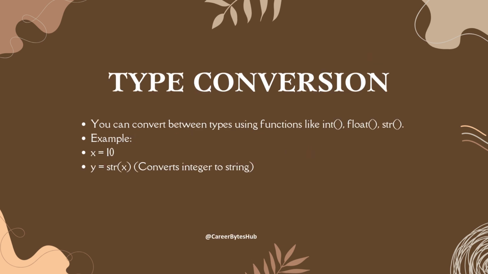Python allows you to convert between different data types using functions like int, float, and str. For example, if you have a number stored in a variable x, you can use str(x) to convert it into a string. This is particularly useful when working with mixed types of data.